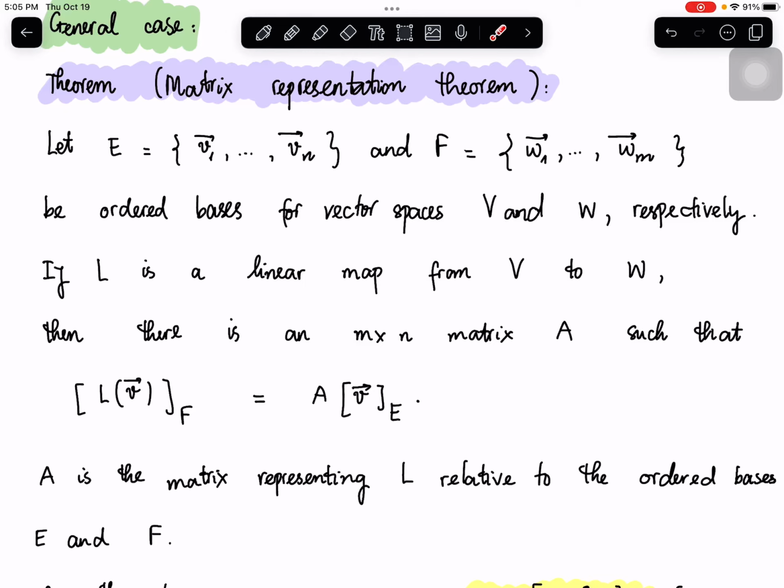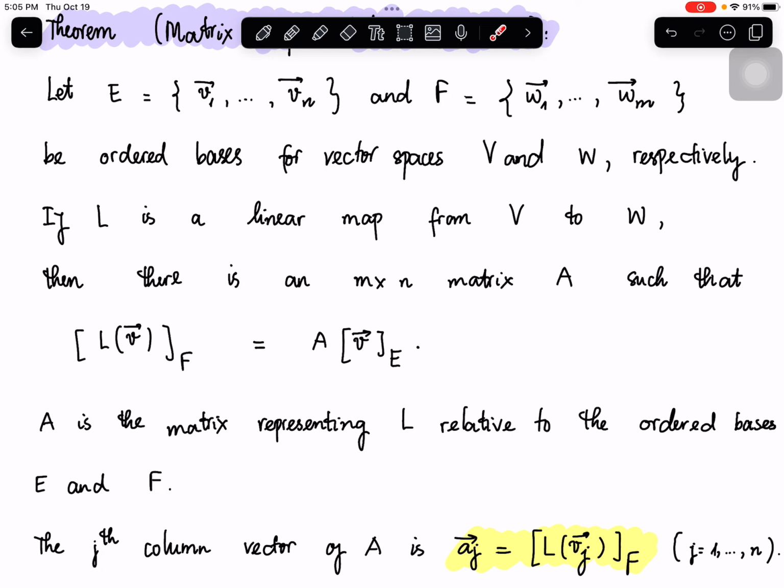Here we have the matrix representation theorem. It says that if we have two vector spaces V and W, we have two ordered bases, E for V and F for W, and we have a linear map L from V to W. Then we can find the representative matrix A of L as follows.